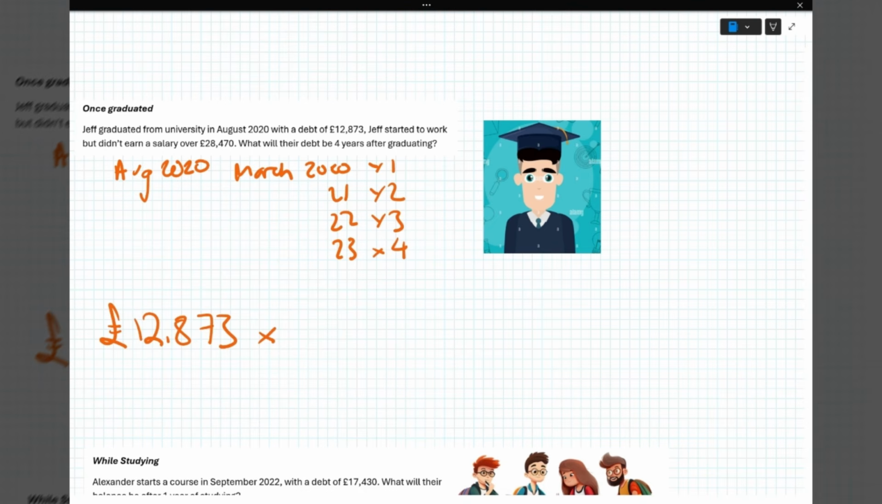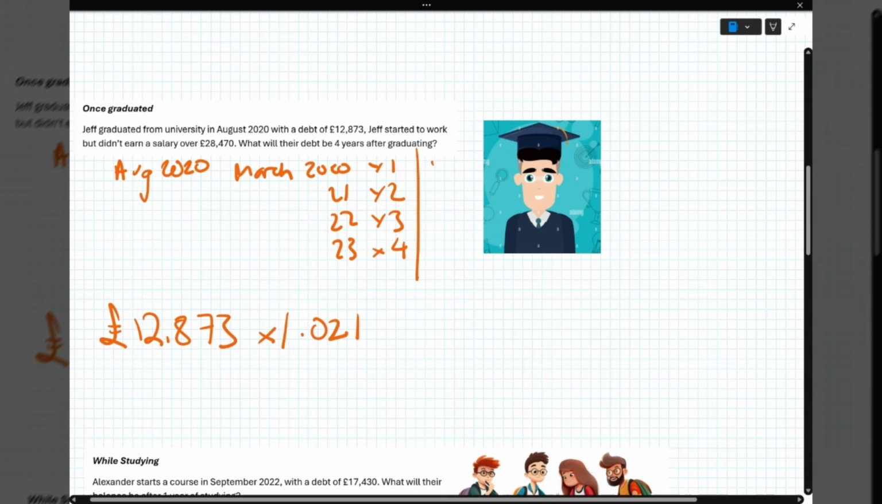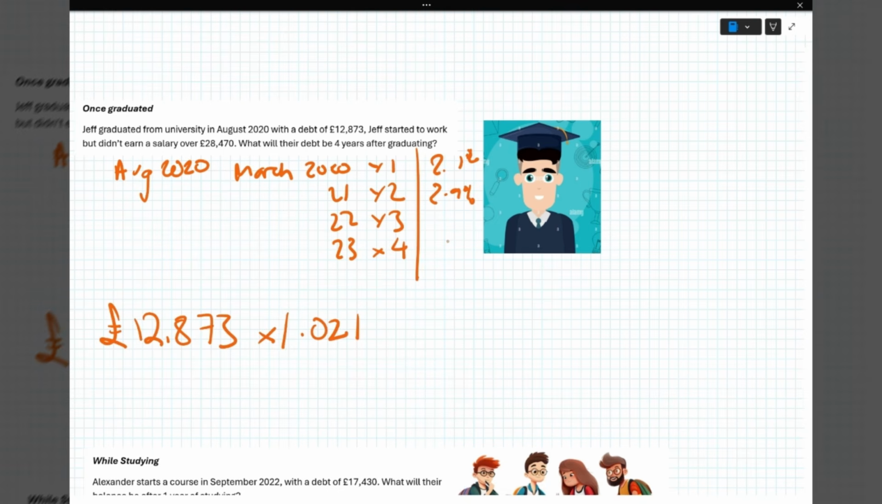Now, the year one is 2.1%, which we can get from the tables. That means we're going to multiply by 1.021. So I'm going to put that down there. In fact, I might just get rid of that now, and we'll just say that's 2.1%. The year 2 value is 2.9%. Year 3, 13.8%, and then year 4 is 11.6%. So we are multiplying by these values.